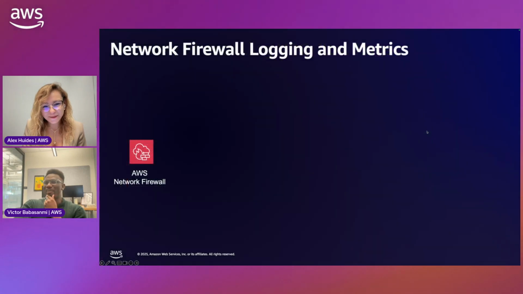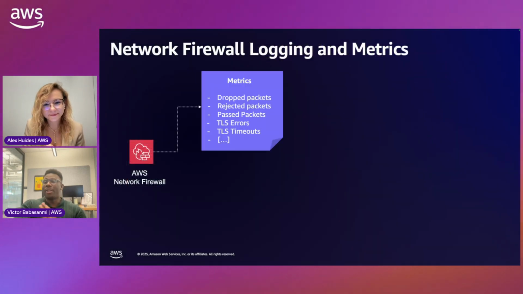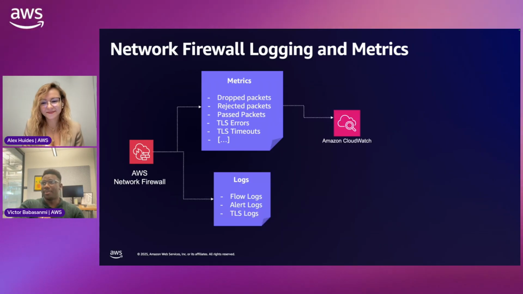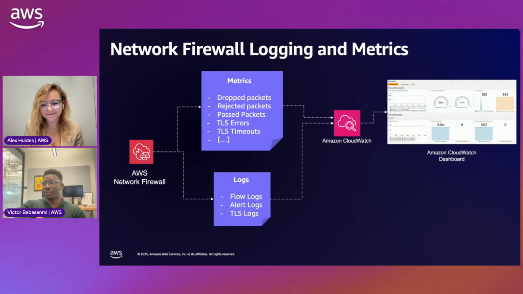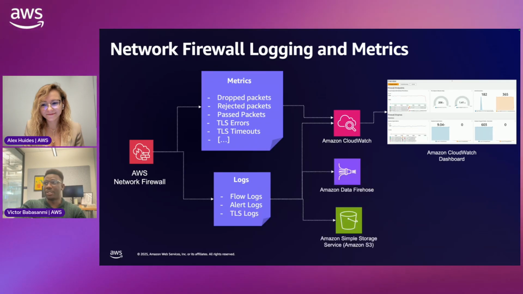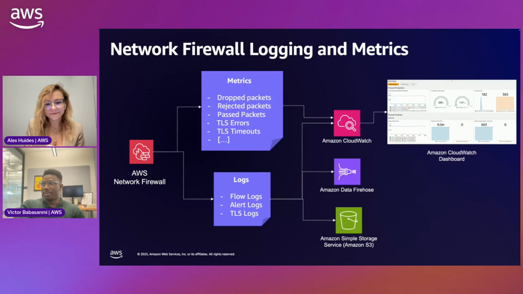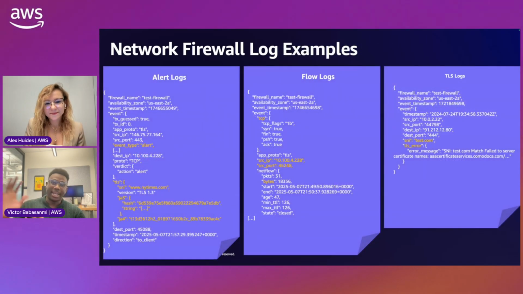All right. So quickly, network firewall. Network firewall also emits metrics that it sends to CloudWatch, as well as logs that it sends to CloudWatch. And then you can build dashboards based off that. And you can also store all of this on S3 or send it to partner solutions through Data Firehose. And here's just an example of what the logs look like.